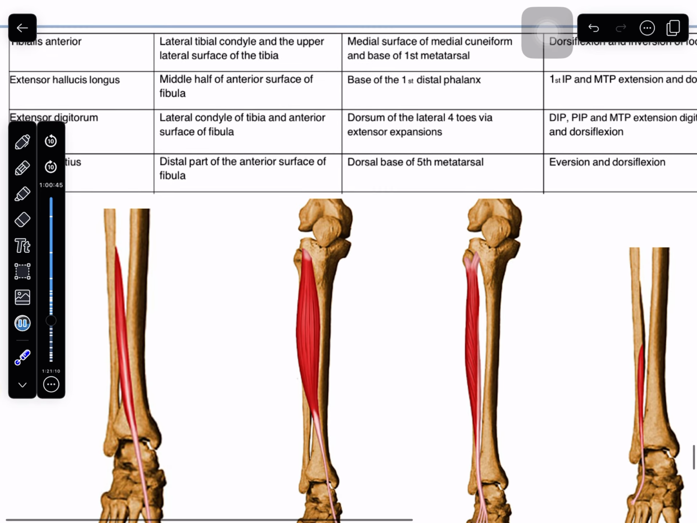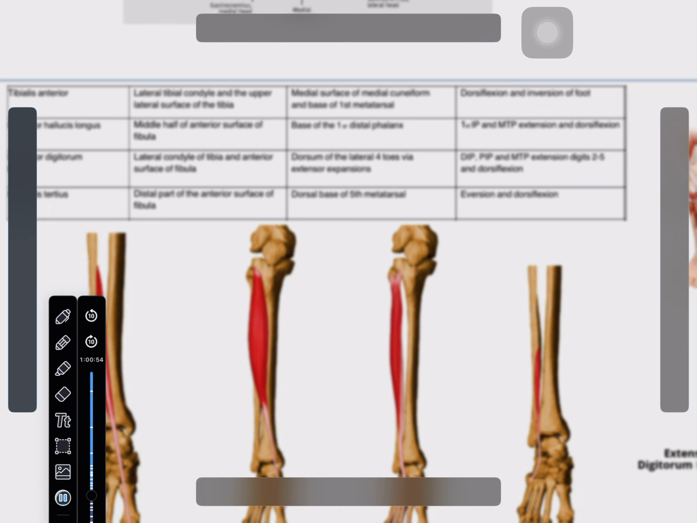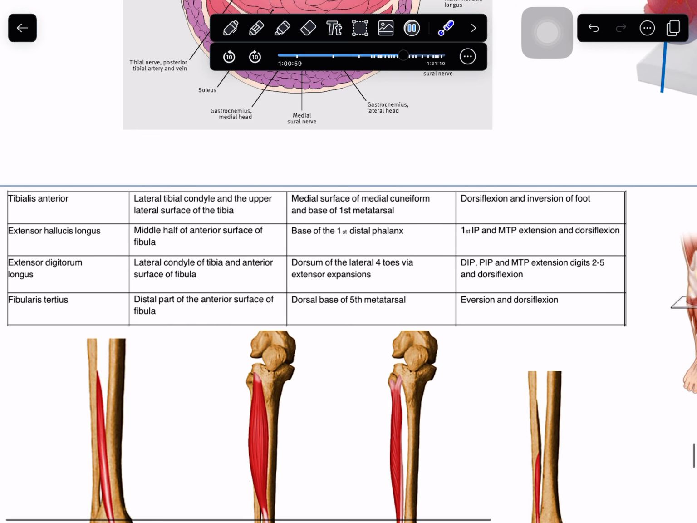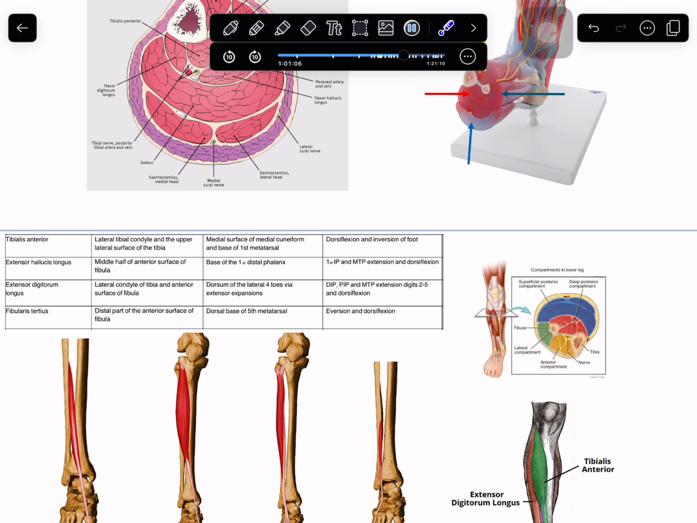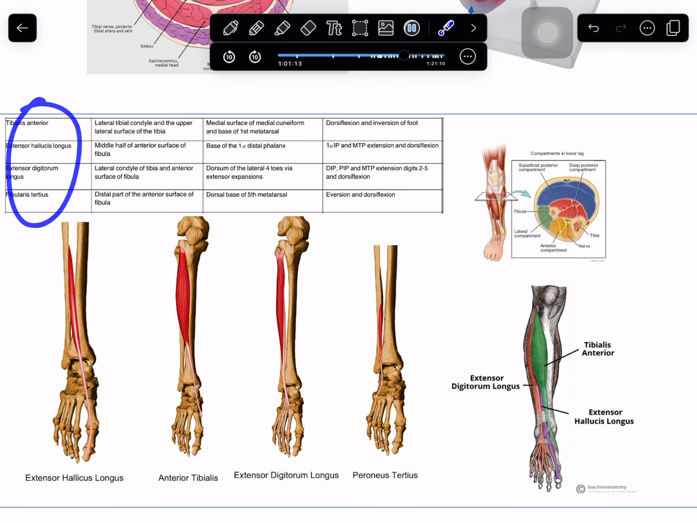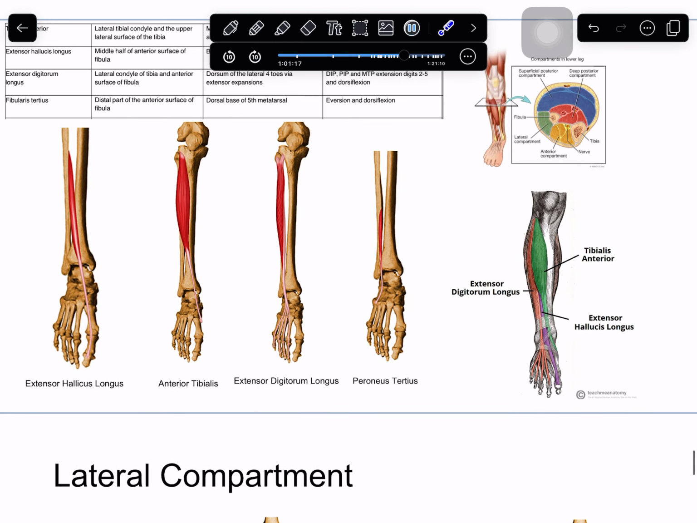Dorsiflexion is really going to be the common denominator here, right? They're running in front of our ankle joint, or anterior to our ankle joint, and that means as they contract, they're all going to pull the foot and ankle and toes up towards the face. And that again is going to be dorsiflexion, right? So all those muscles of the anterior compartment are going to be ankle dorsiflexor muscles. So those are really the primary actions that we're going to see for these 4 muscles.